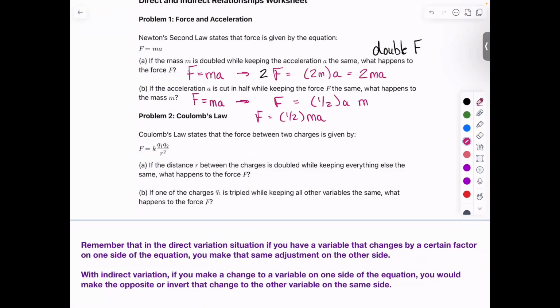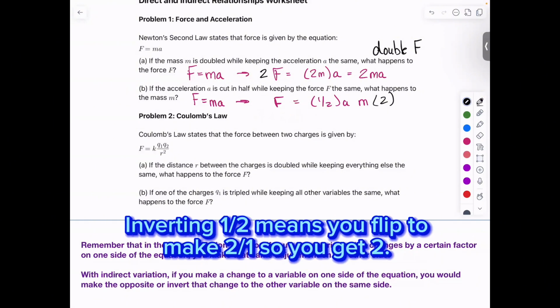So what do we do with m? I'm just going to keep these separate like I had before. So I'm going to go back up to 1/2 times a times m. So to keep F the same, if we cut a in half, we do have to double our m. So in essence, we're just inverting that. We're flipping that over to say, okay, if we have 1/2, we can double m.